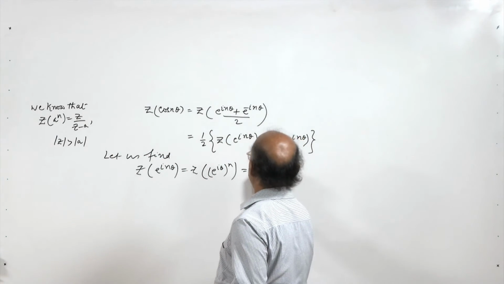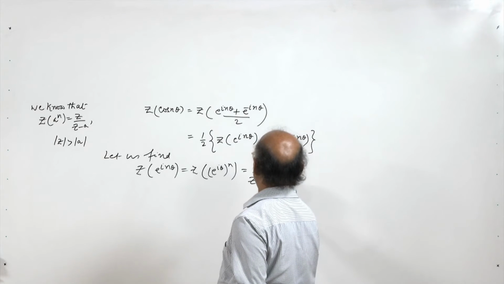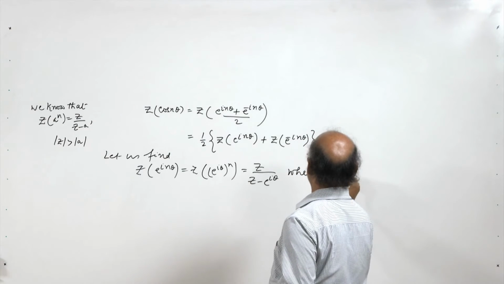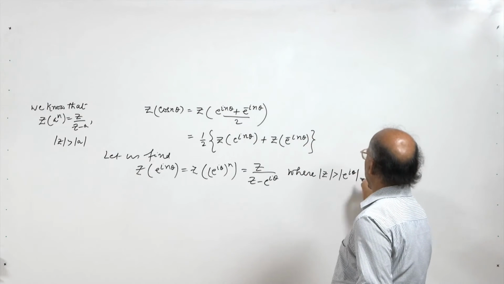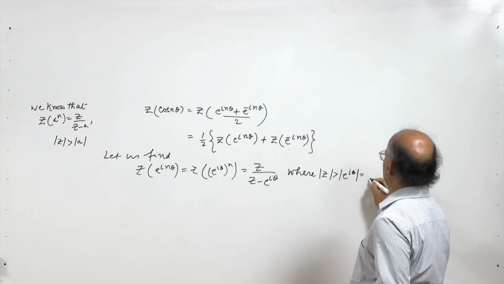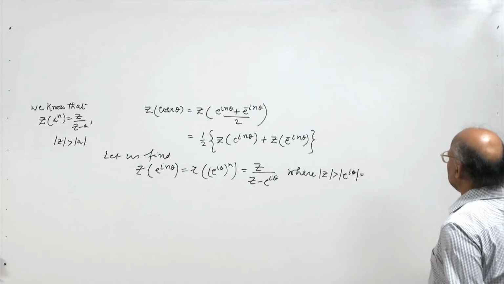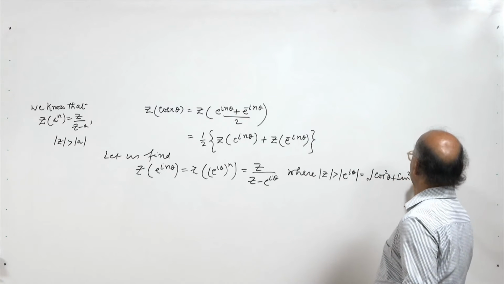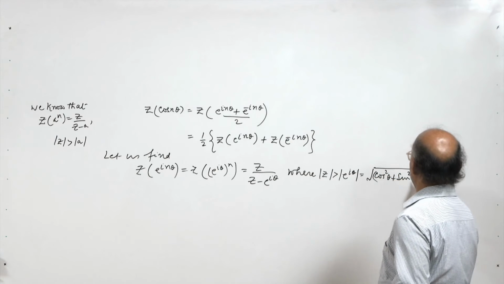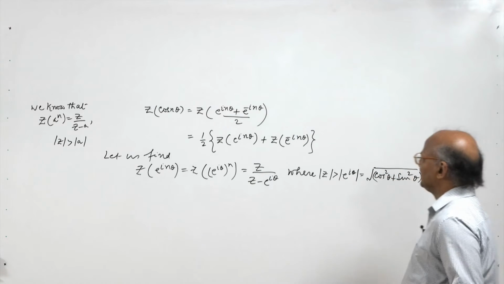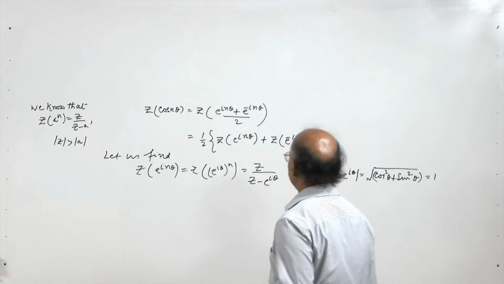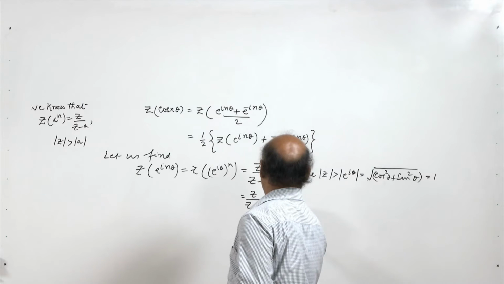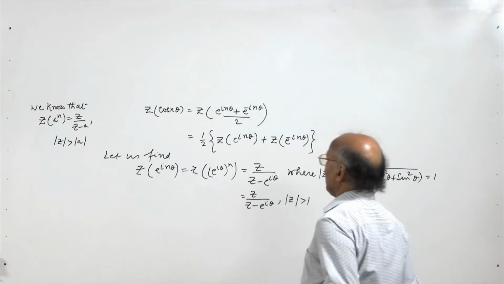So then we shall have Z over Z minus e to the power i theta, where mod of Z is greater than mod of e to the power i theta, and mod of e to the power i theta is what? e to the power i theta is cos theta plus i sin theta. So mod of e to the power i theta is square root of cos square theta plus sin square theta, and you know that it is equal to 1. So this is Z over Z minus e to the power i theta, provided mod of Z is greater than 1. Okay.